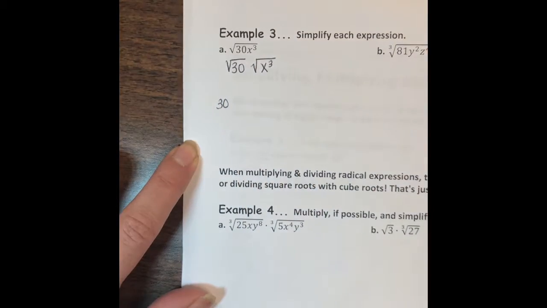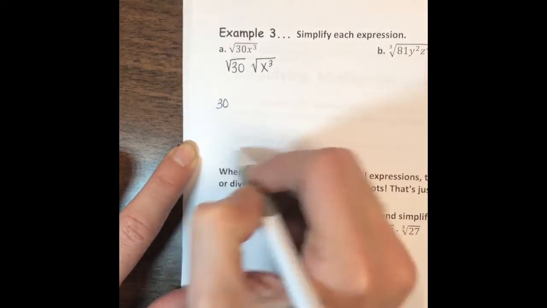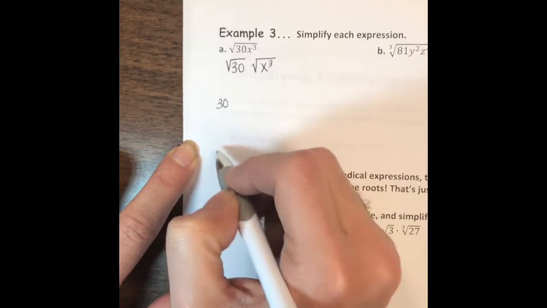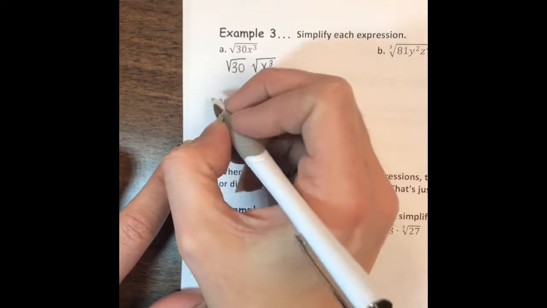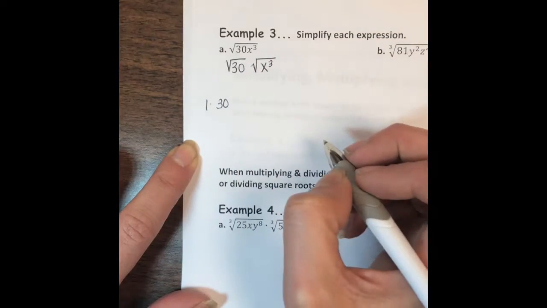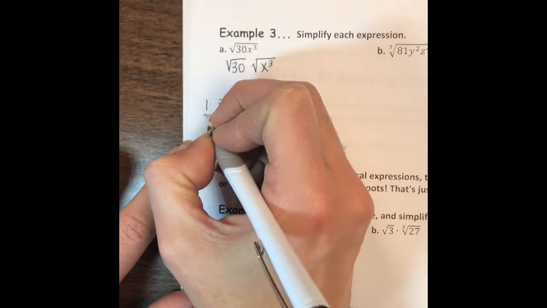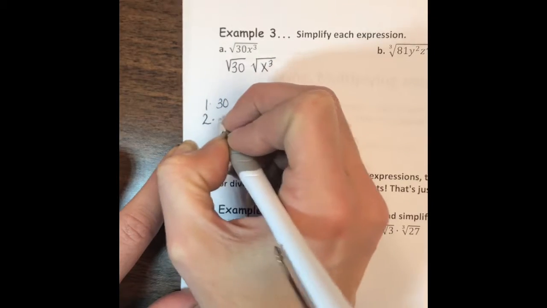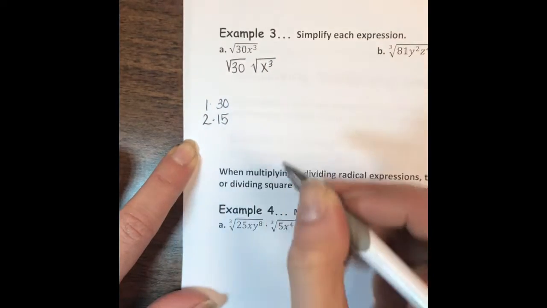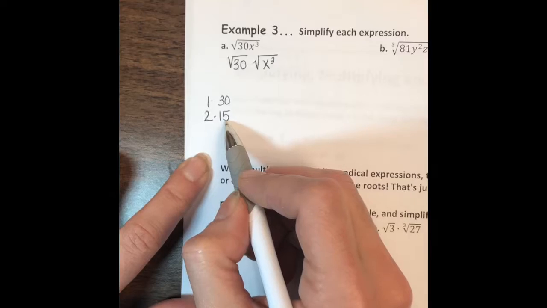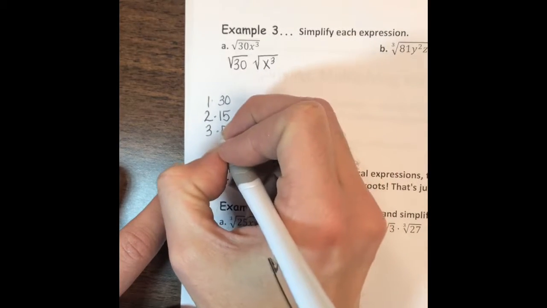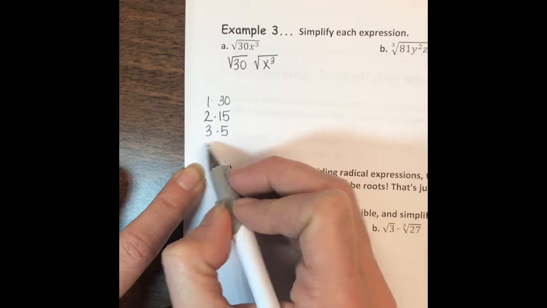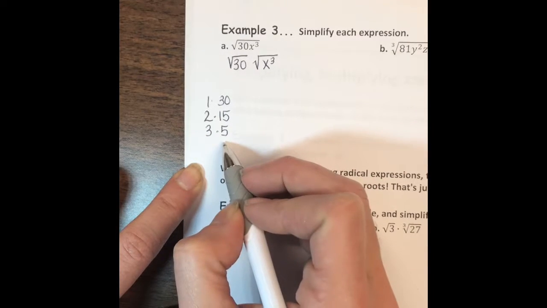This is how I taught my kids last year. I do the L instead of the tree branch to see the factors of 30. Okay, I know 1 times 30 is 30. I could break it apart into 2 times 15. And then 15 further breaks apart into 3 times 5. And then I have 5, and I can't break that apart anymore.